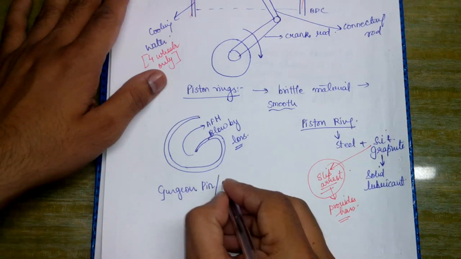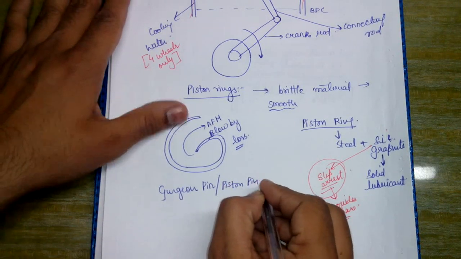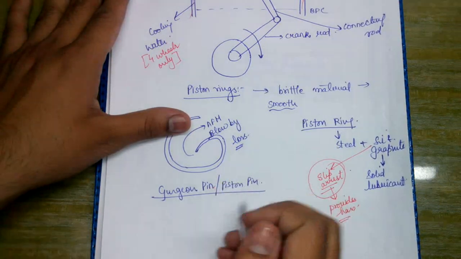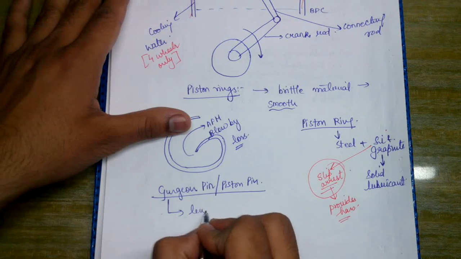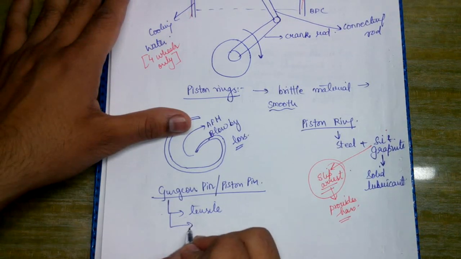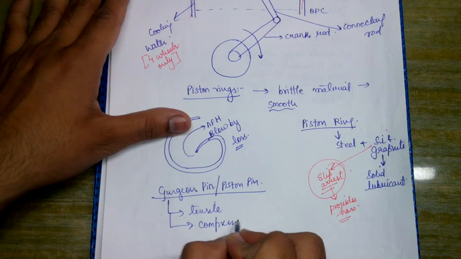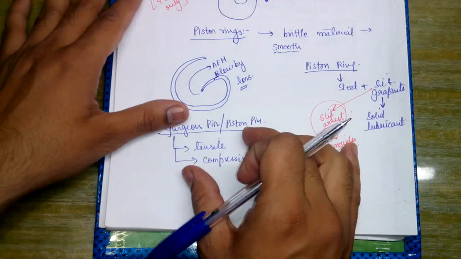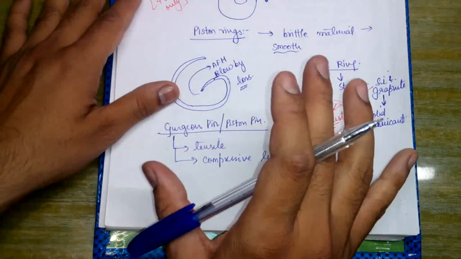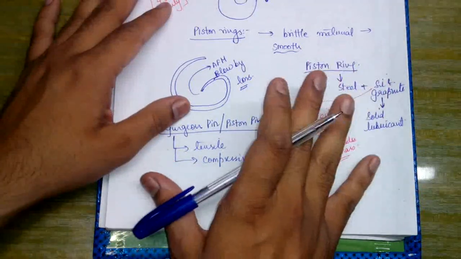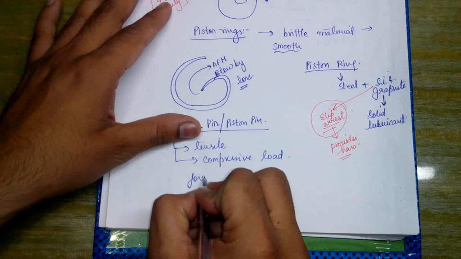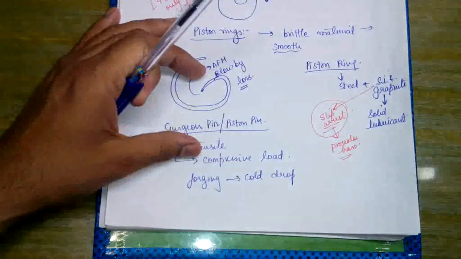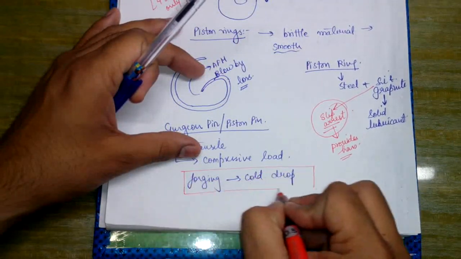Okay, or it is also called as piston pin. So gudgeon pin is actually subjected to tensile and compressive loads. Since both types of loads are there, we need the strength of this gudgeon pin to be very good, and we know that the best strength can be obtained by means of forging, and that too by cold drop forging. Cold drop forging produces the highest strength component.